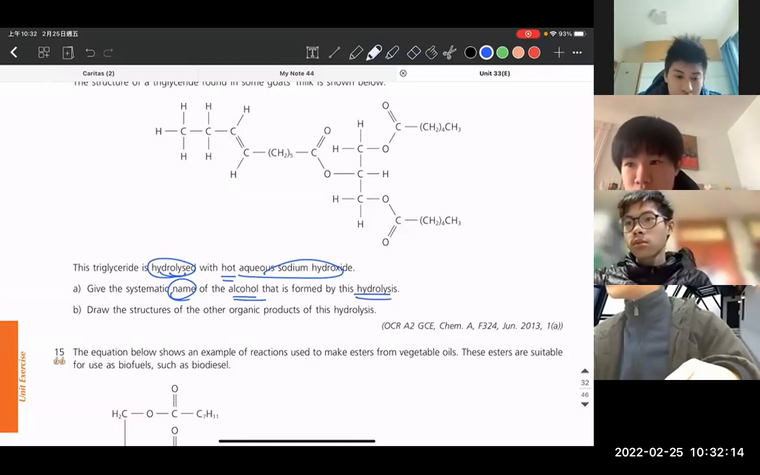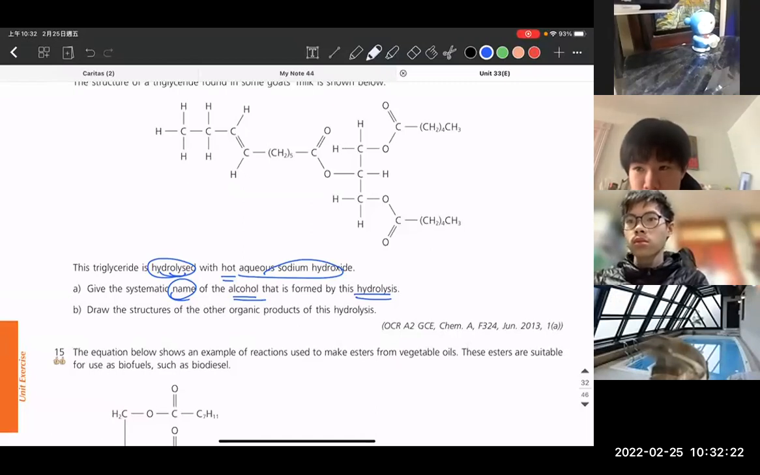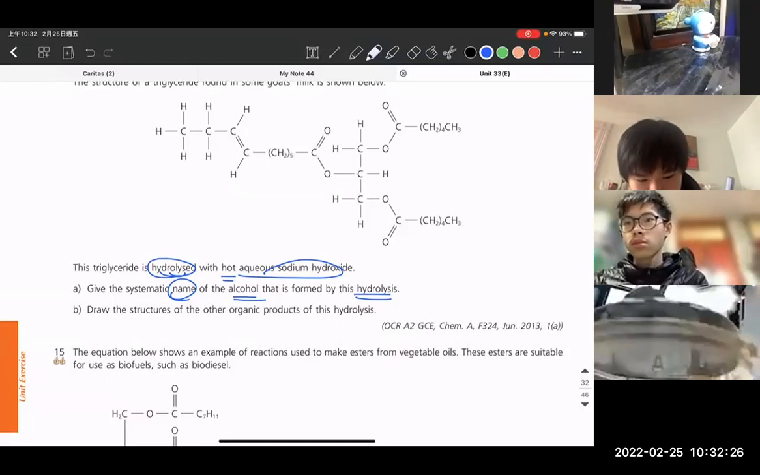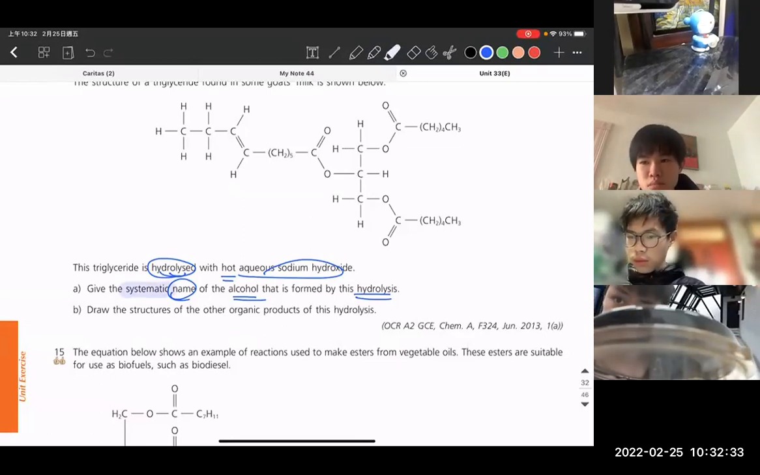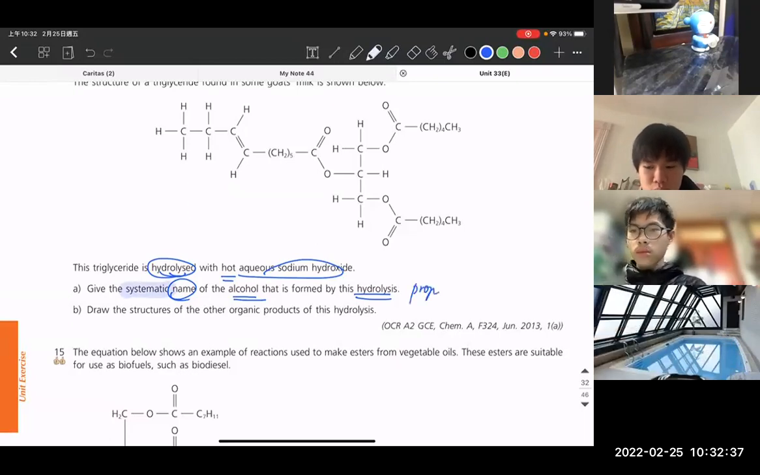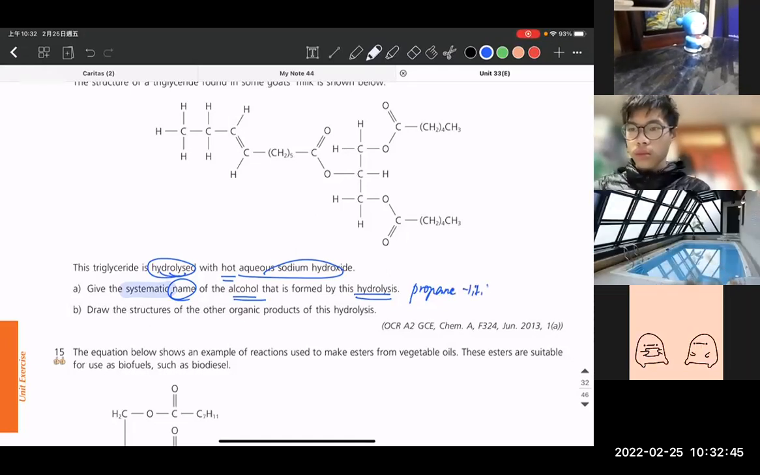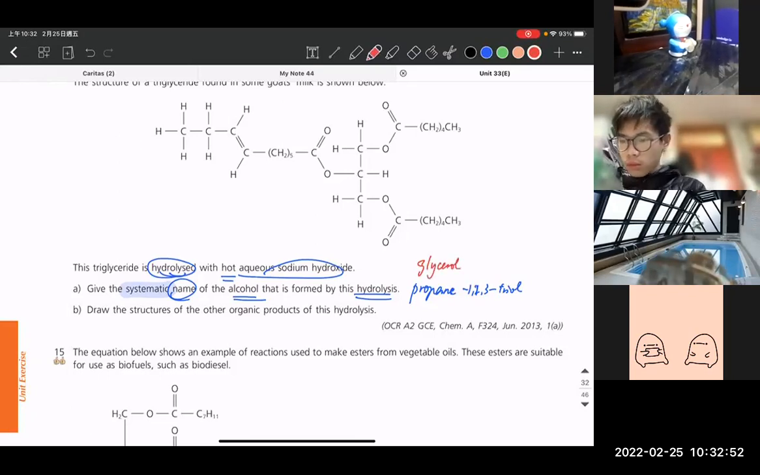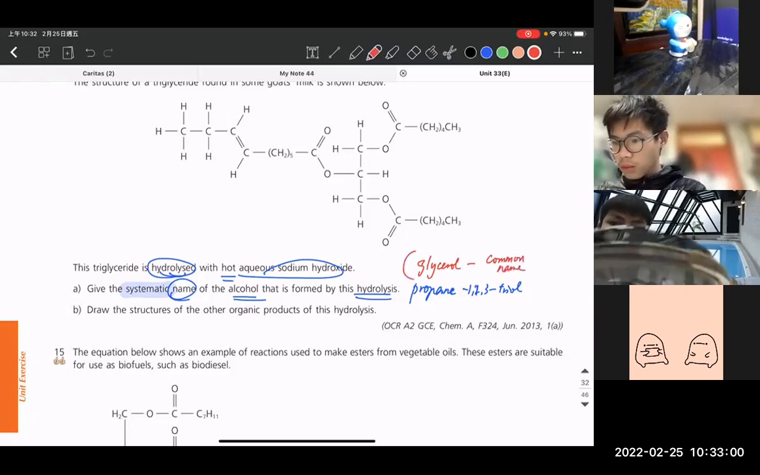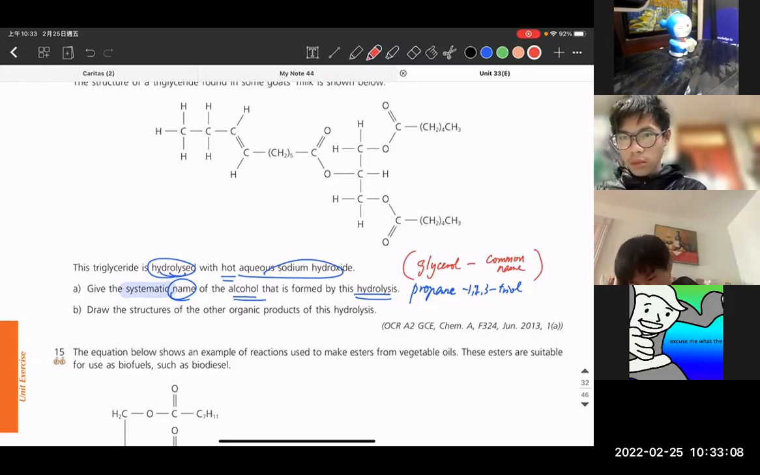Propane-1,2,3-triol. Can we say glycerol? Please give the systematic name. So take a look at the term systematic name. What is the difference? Now you will write down propane. First of all, we have got an E here, hyphen 1,2,3 hyphen triol. If you write down glycerol, it's not accepted, because glycerol is a common name. This is what you should be aware of.